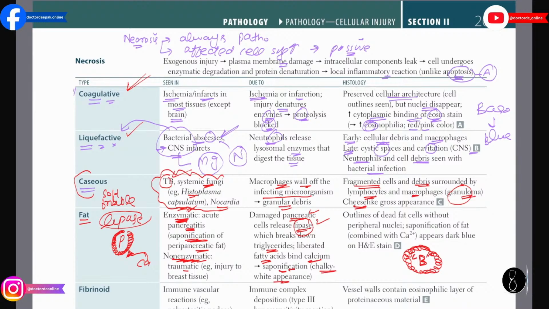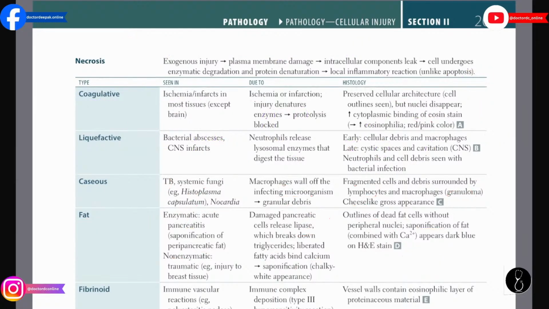Then, what is the histological pattern? You will see outlines of dead fat cells without peripheral nuclei. You will see the saponification of fat combined with calcium. And on the hematoxylin and eosin stain, it looks dark blue. So this is the histological pattern which you have to keep in mind. Here I want to add two more things. Please try to note these things in your First Aid. So first of all, I have one question for you.